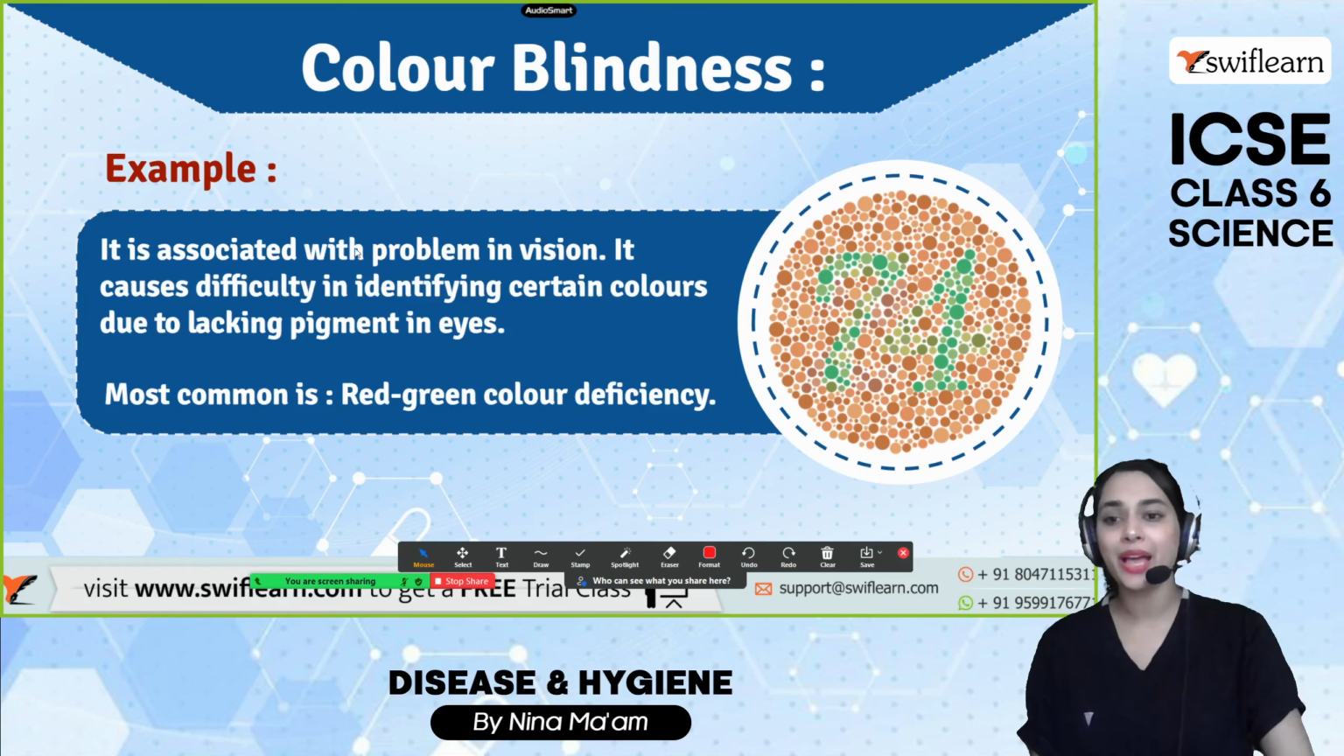So color blindness is associated with a problem in vision and causes difficulty in identifying certain colors due to lacking pigment in the eyes. The person suffering from color blindness won't be able to recognize certain colors, and the most common one is red and green color deficiency. So I hope it's clear.